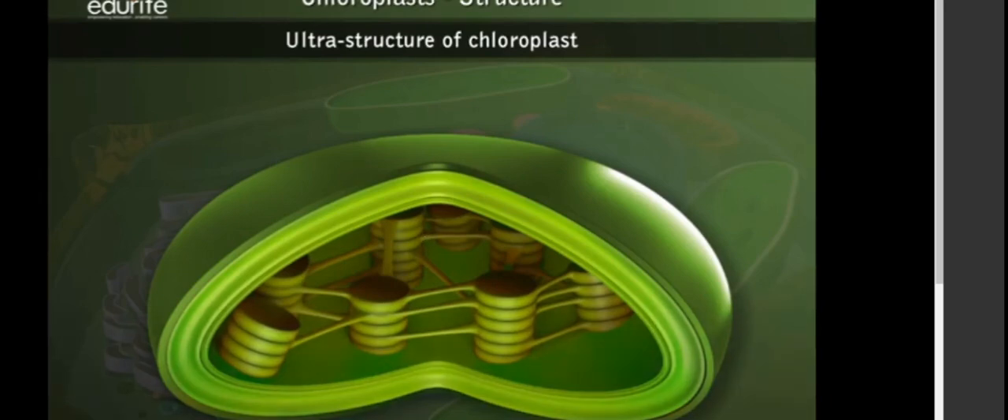So I hope that you all will read properly, and this video will also be available on YouTube. This one is the structure as well as function of chloroplast. Now your chapter is over. Try to do the diagram in labelled form.